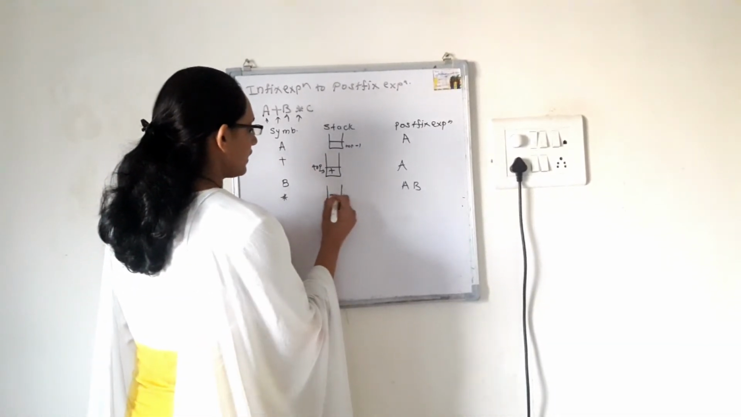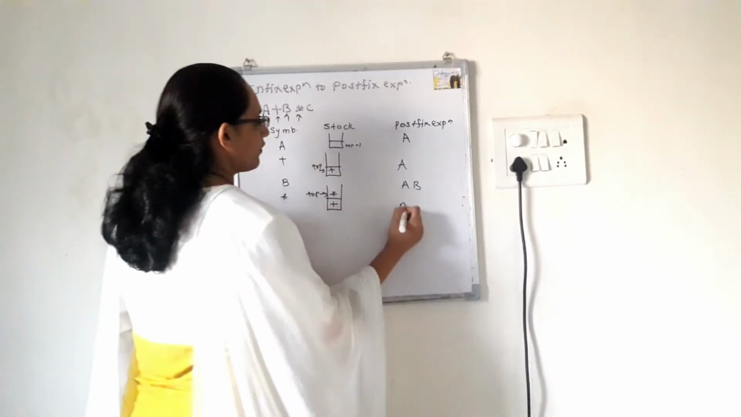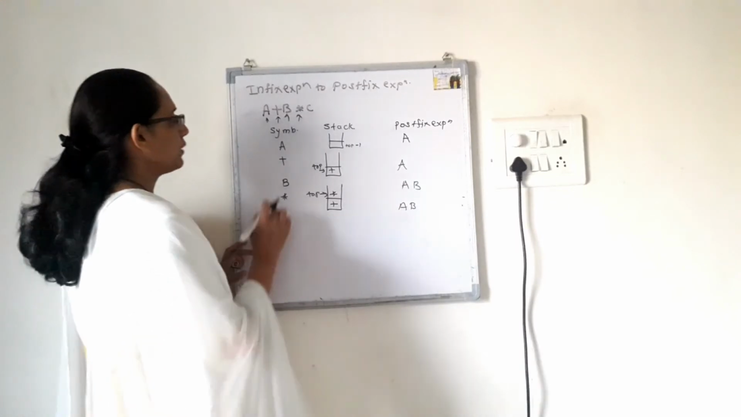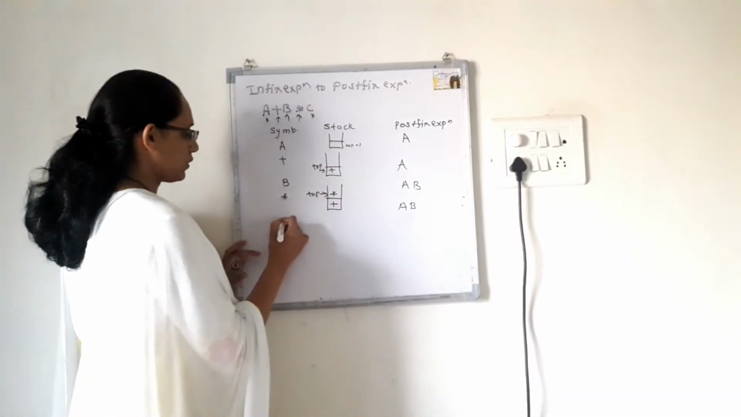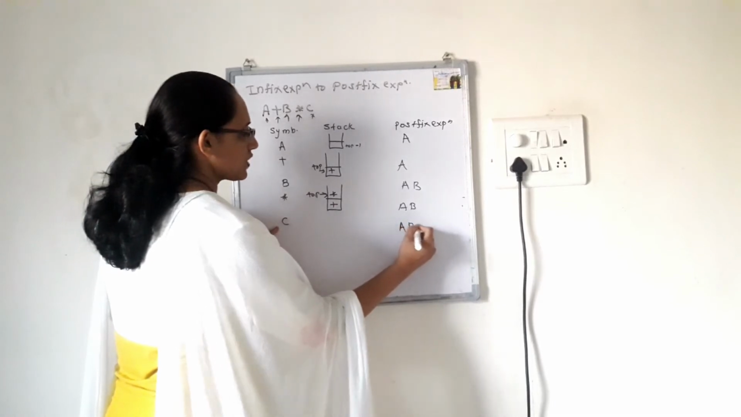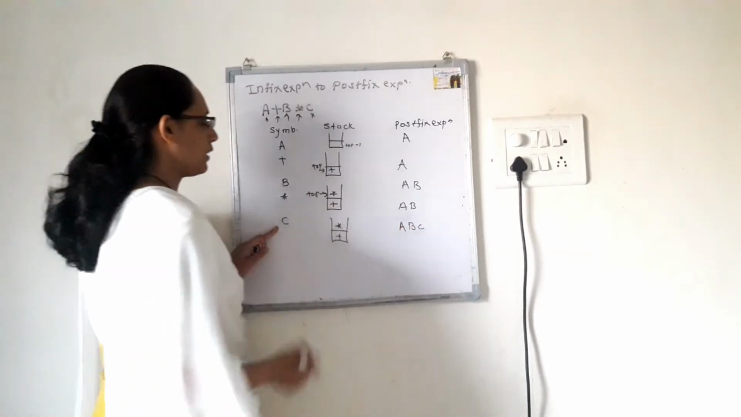So this plus and then star get pushed into the stack. Star is the top element, and our expression contains the operands A and B. Now next is C. So read the C. C is an operand, so it will go in the postfix expression. And the stack contains plus and multiplication.